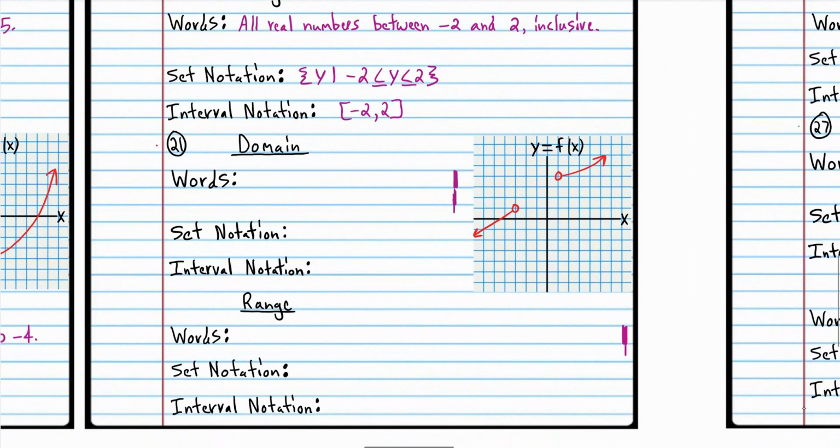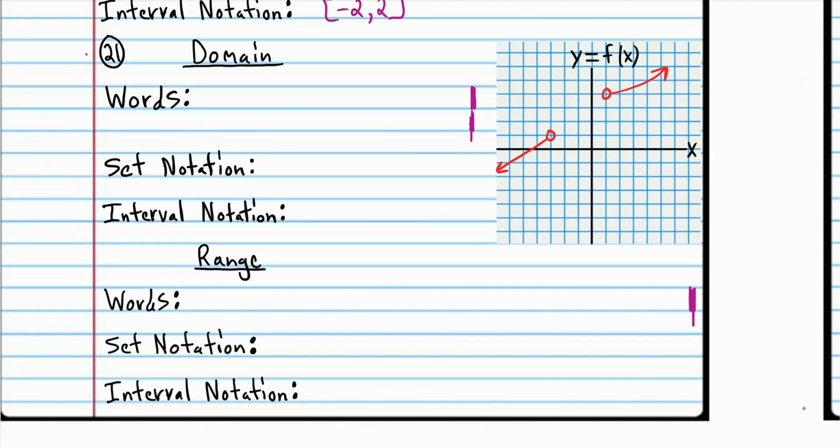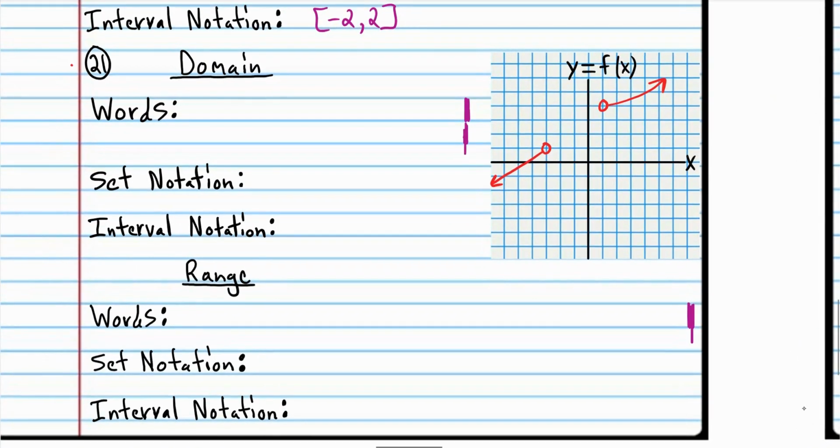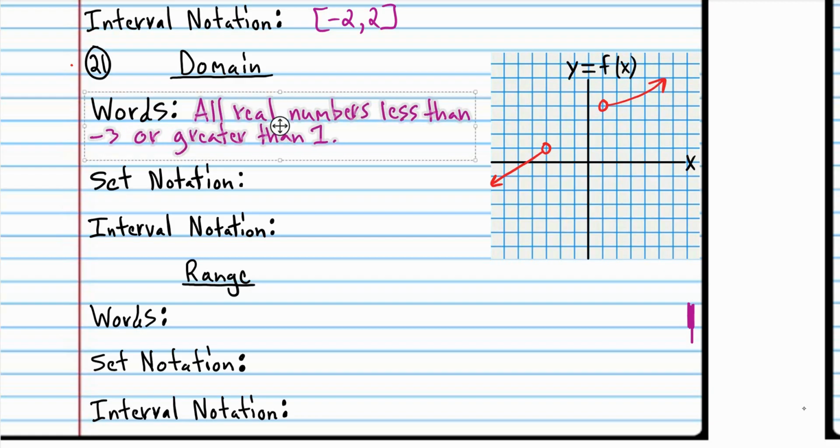All right, so let's try 21 together. Now we have kind of a gap in between here. All of the points in this region have x values that are less than -3, and all the points in this region have x values that are greater than 1. So we say that the domain, which is all the x values, is all real numbers less than -3 or greater than 1.